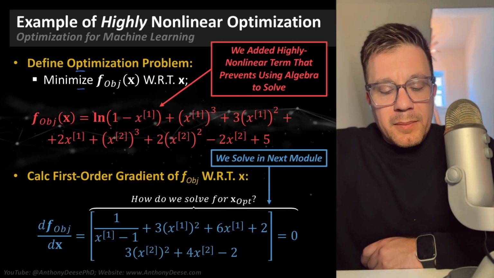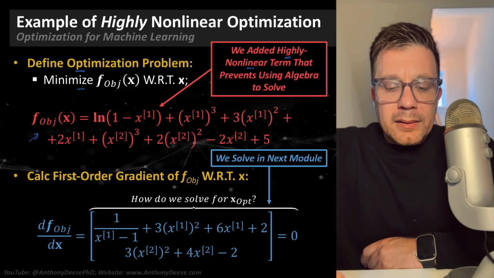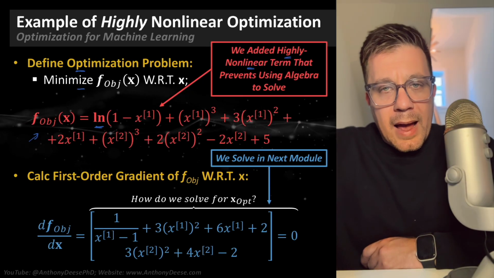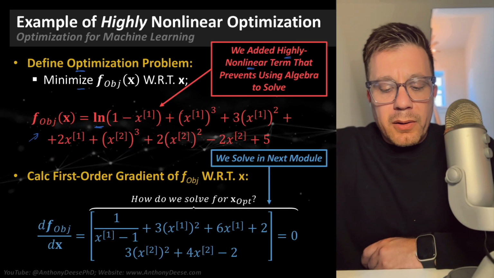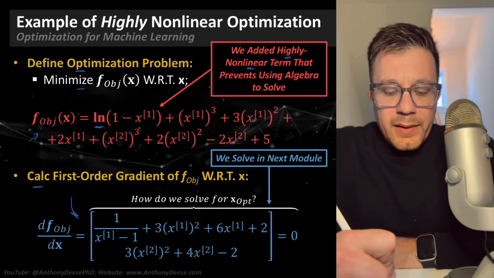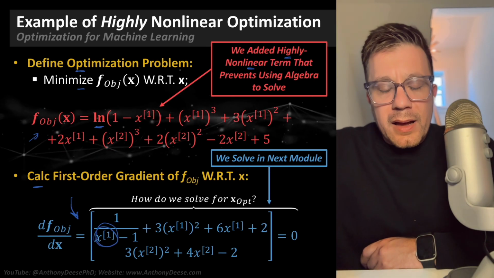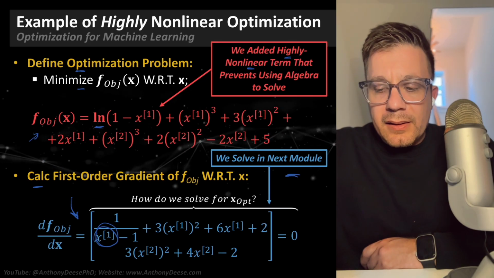Again, we want to minimize an objective function as shown here, but now we've added a highly nonlinear term, the natural log term, and that will essentially prevent us from using algebra or something like the quadratic formula in order to find the critical or stationary points. Now, the next thing we would do is calculate the first order gradients as shown here, but as we see, we don't really have a good way, at least not yet, for solving for x1, and this is essentially what we're going to tackle in the next module.